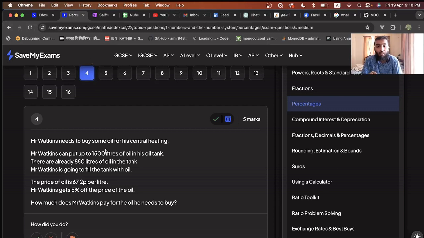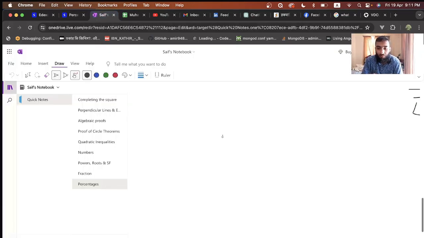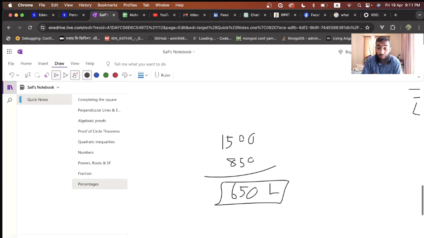So let's calculate first what is the amount of liters that Mr. Watkins needs to buy. The total or the maximum limit in his oil tank is 1500, and 850 is already filled, right? So if 850 is already filled, what is the difference? It's 650, right? So 650 liters is the remaining amount of oil that is required.